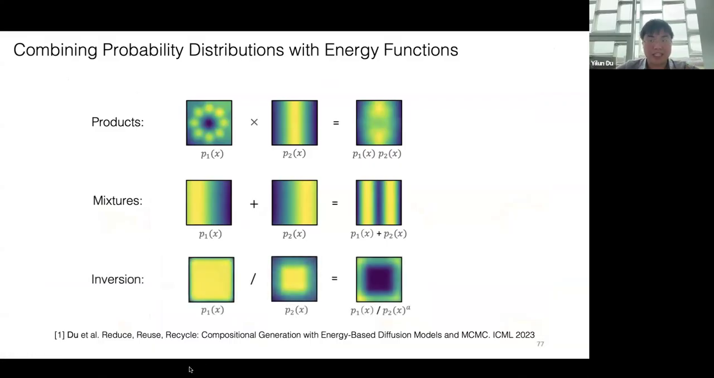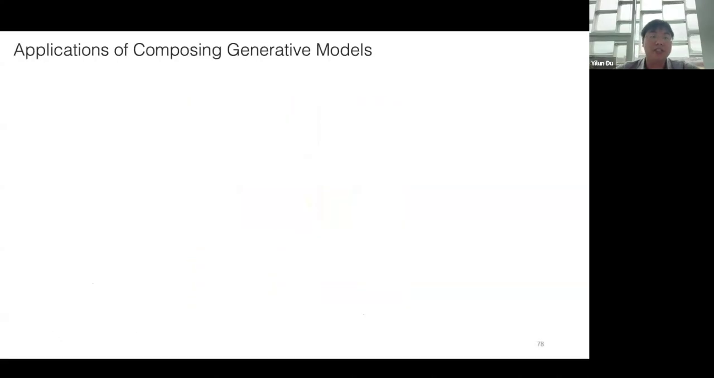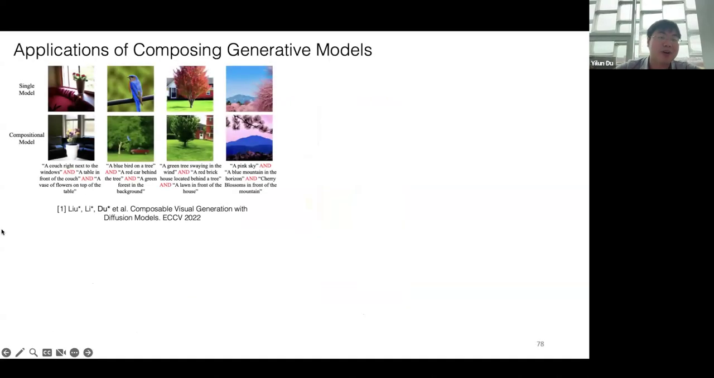And by simply subtracting one energy function from another, you can also implement inversion of one distribution with respect to the other, so P1 of x divided by P2 of x. This suite of probability manipulation operations has a lot of different use cases. For instance, you can use this for much more compositional text-to-image generation.